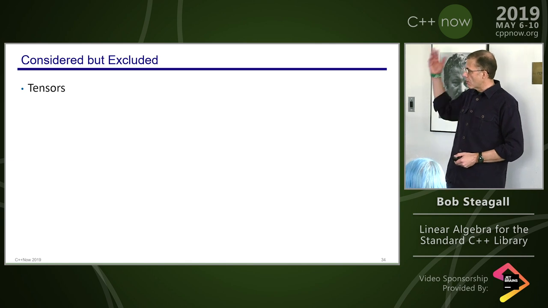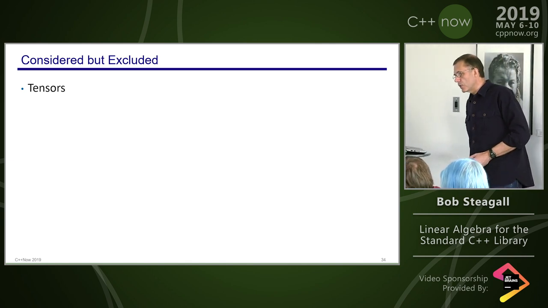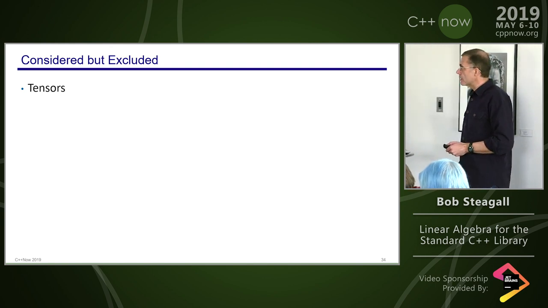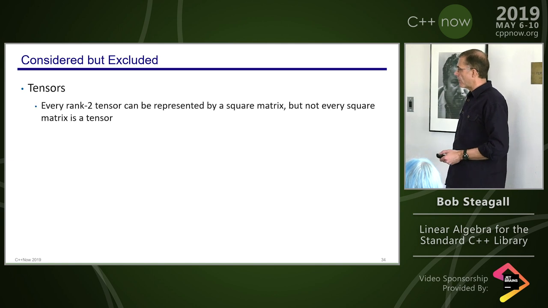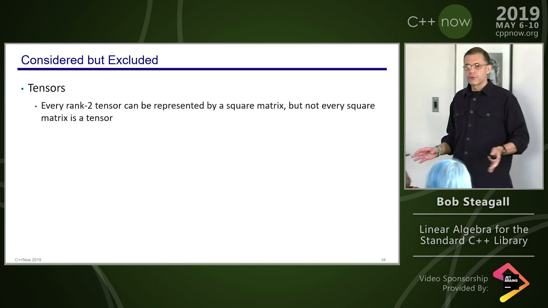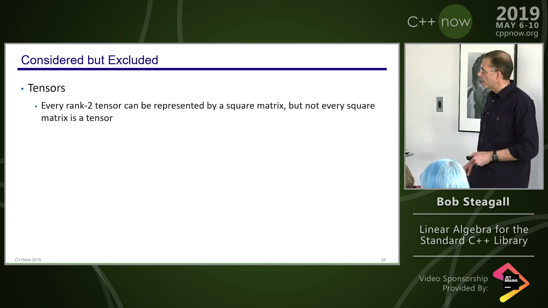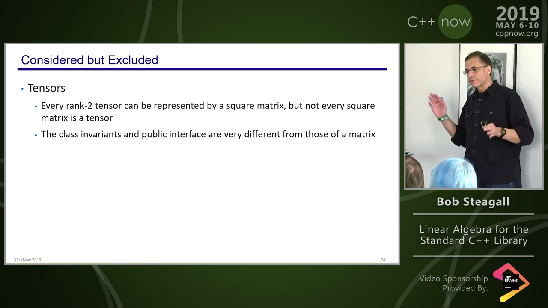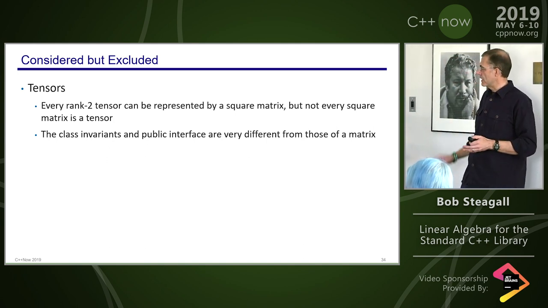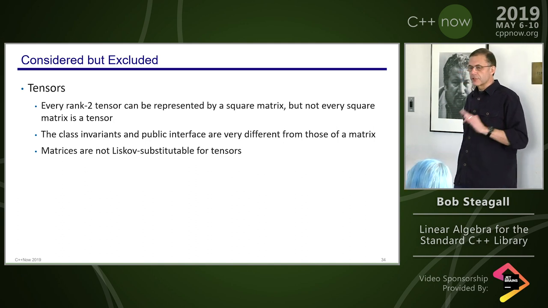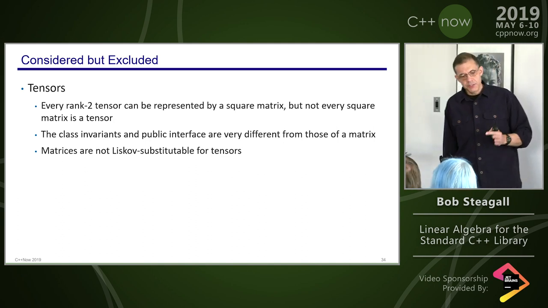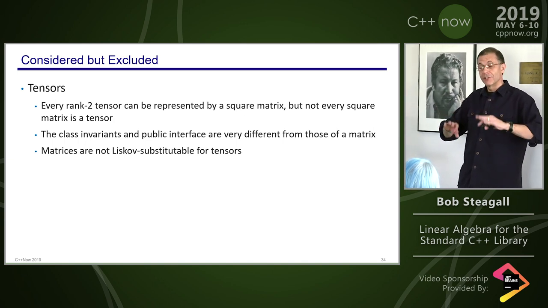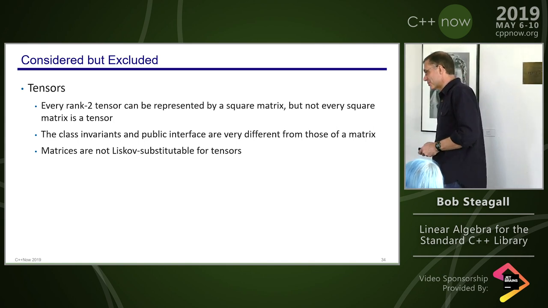Considered but excluded. There was a long discussion about tensors. We decided to exclude tensors from this and concentrate only on linear algebra concepts. The reasoning, without spending too much time on it, was as follows. Every rank 2 tensor can be represented by a square matrix. Yes, but not every square matrix is a tensor. The class invariants in the public interface are different between those of a matrix and a tensor. So matrices are not Liskov substitutable for tensors. And because this substitutability did not apply, we decided just to punt on the idea of supporting tensors, right?